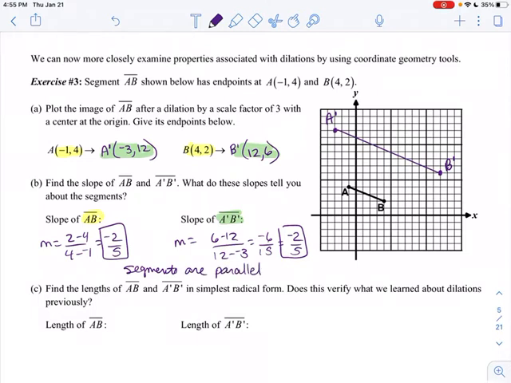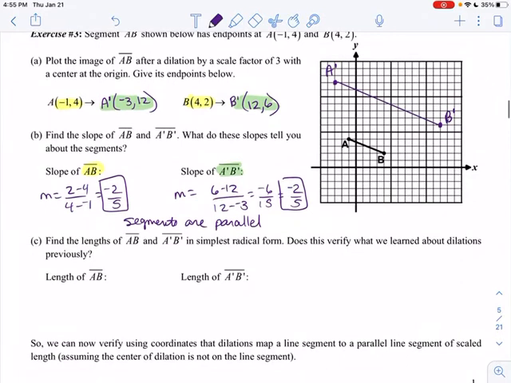And in the next part, they want us to find the length of AB and A prime, B prime in simplest radical form. All right, so again, I'm going to do AB, which I have highlighted in yellow. So 4 minus negative 1, and I'm squaring it, and 2 minus 4 squared. So that's going to give me 5 squared, which is 25, and negative 2 squared, which is 4. So that gives me radical 29.